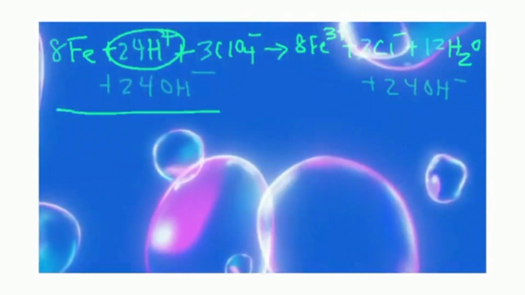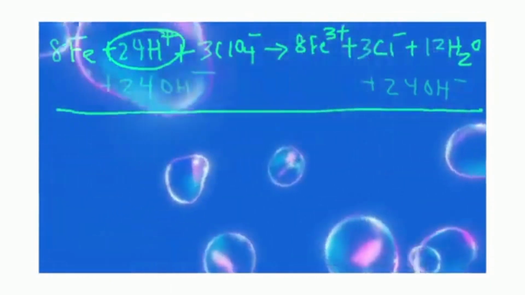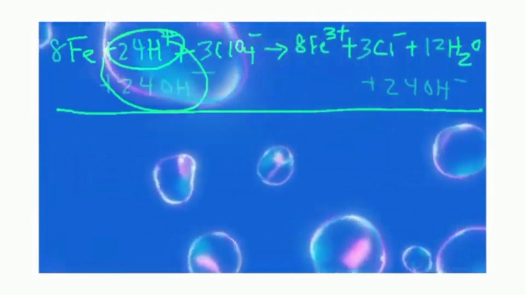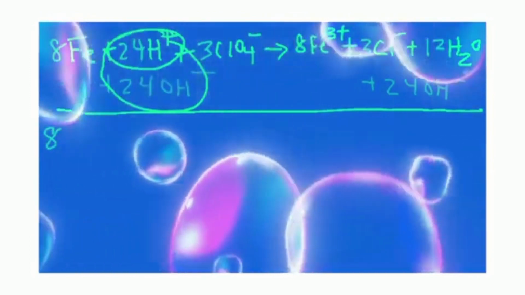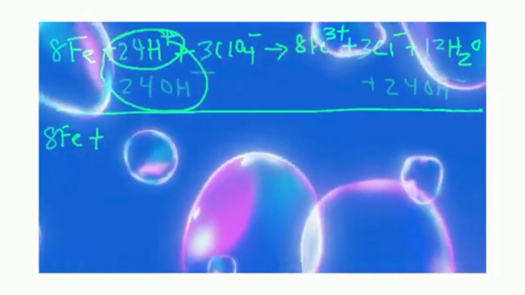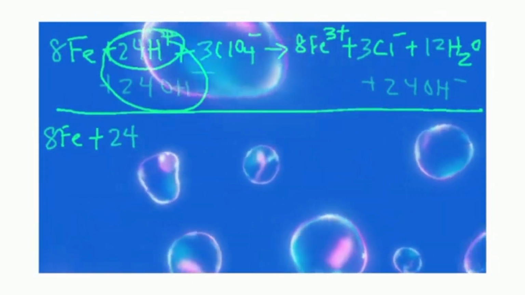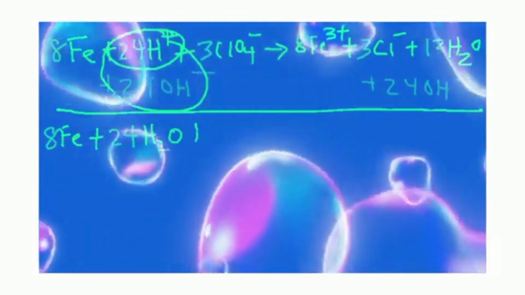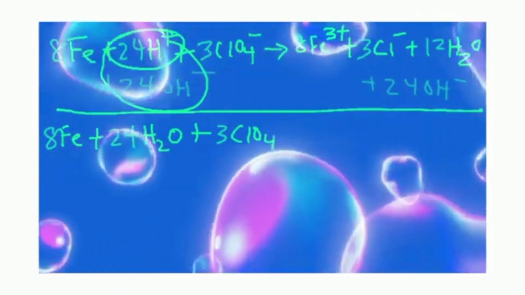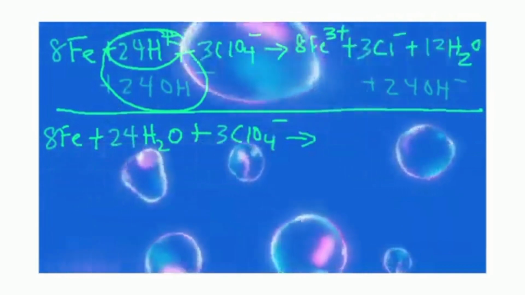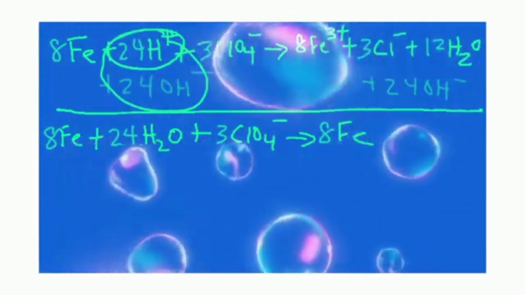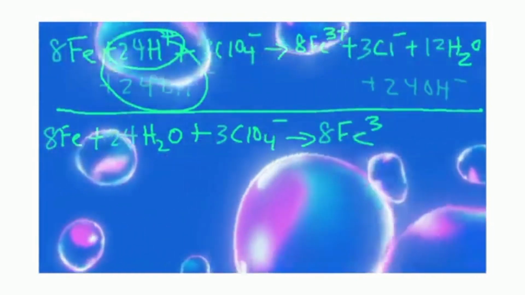So on the left side, 24 H+ and 24 hydroxides is going to give us 24 water molecules. So we're going to have 8 Fe plus 24 H2O molecules, and then everything else is going to be the same. But on the right side, we're going to have an extra 24 hydroxide ions.